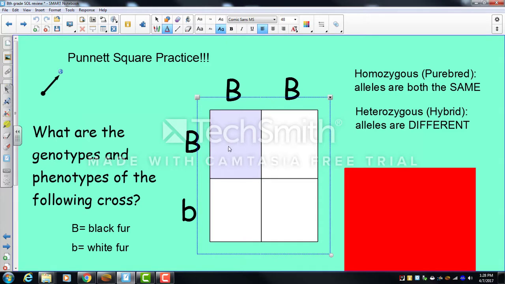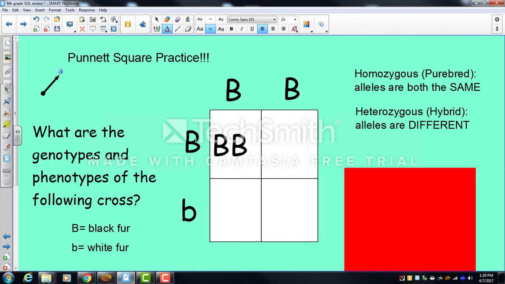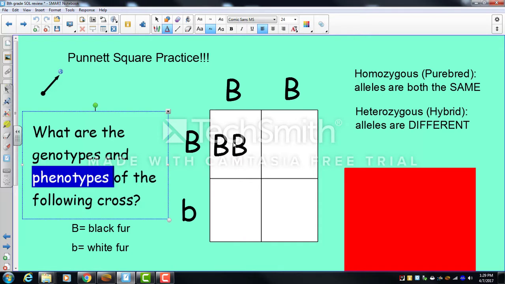genotype would go in this box? I'll pause for answers. If you said big B, you were right. Mom contributes capital B, dad contributes capital B. What's the phenotype here? It would be black fur, capital B, B means black fur.